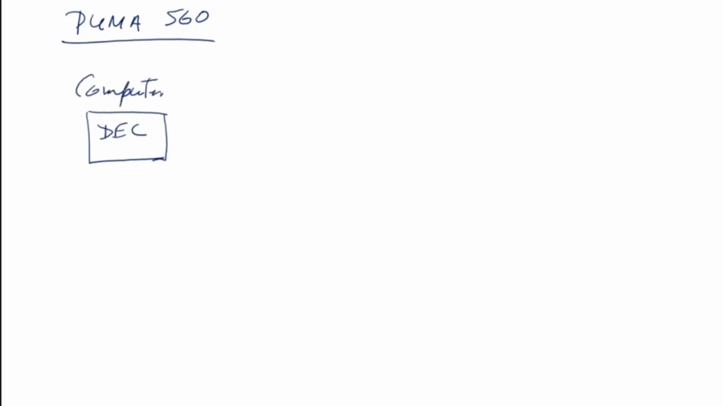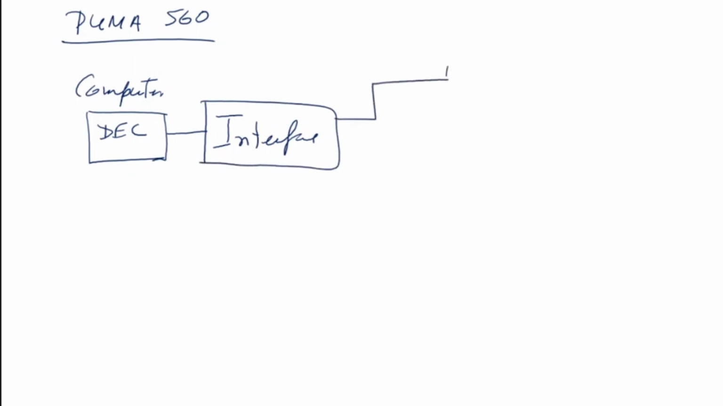Okay, and from the computer we have an interface. With this interface, basically each of the joints is controlled by one microcontroller. In this particular case, it's a very old microcontroller, the 6502. It's very, very old. Nowadays you have more recent microcontrollers, but this is for the Puma.